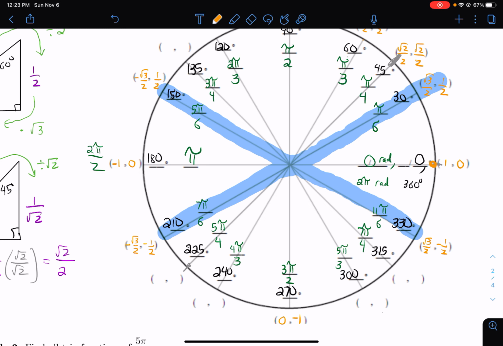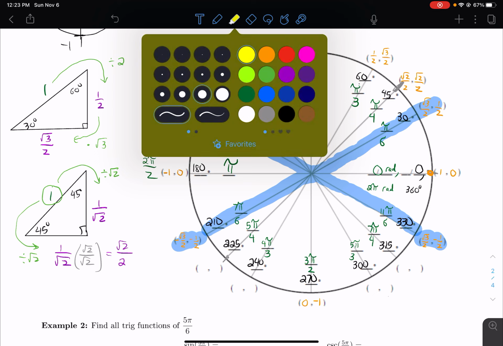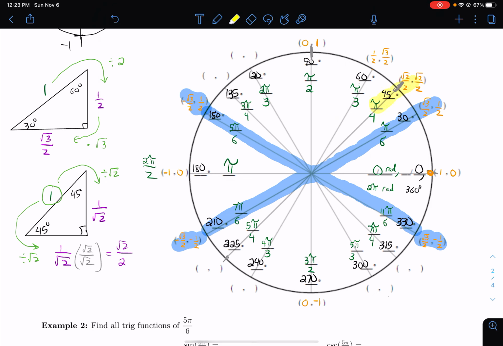Awesome. So we got those labeled. Let me, in fact, continue my highlight to include those points. All right, now let's do all the 45 ones. Okay, so the 45, here are the coordinates.